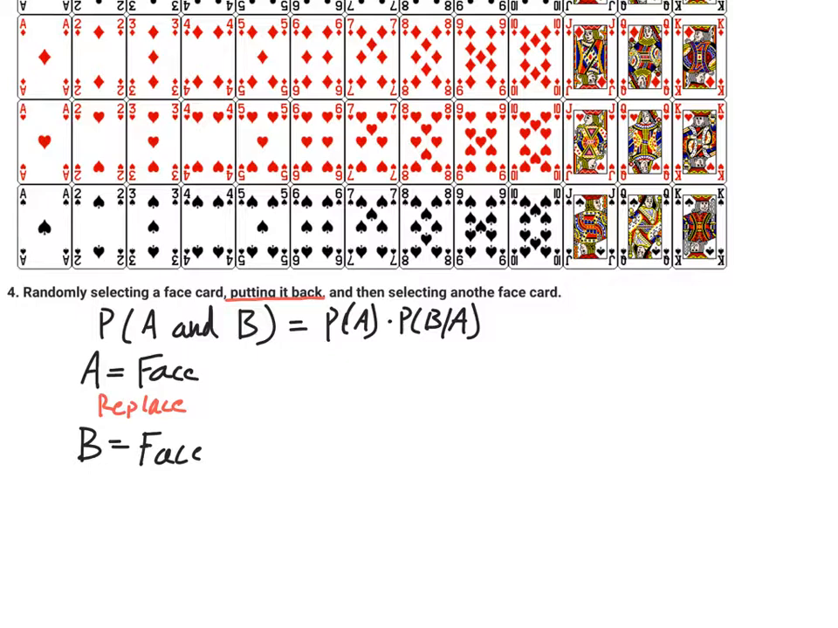This formula turns out to something much easier if these events are independent. And by independent, I mean that they do not affect each other. In this case, because pulling a face card, replacing that, and then pulling another face card are independent events, this formula does reduce to something much easier. You can just calculate the probability of A multiplied by the probability of B. That makes things much easier for us.